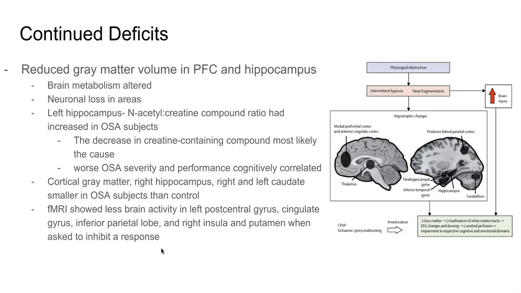In specific areas like the left hippocampus, the N-acetyl creatine compound ratio is increased because of the decrease in only the creatine compound. Basically, this means that OSA severity and cognitive performance are correlated, with performance being worse. Cortical gray matter becomes smaller in OSA subjects, as well as the right hippocampus and the right and left caudate. And fMRI also shows less brain activity in areas such as the left post-central gyrus.